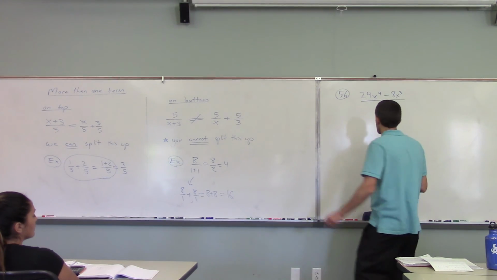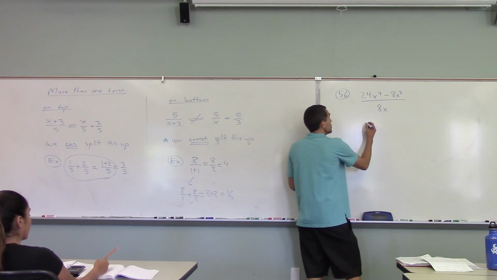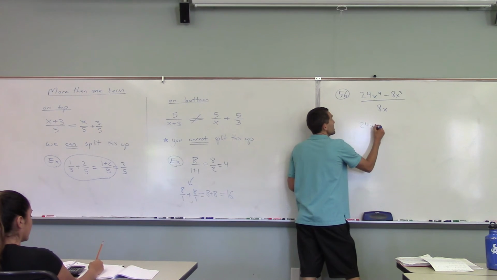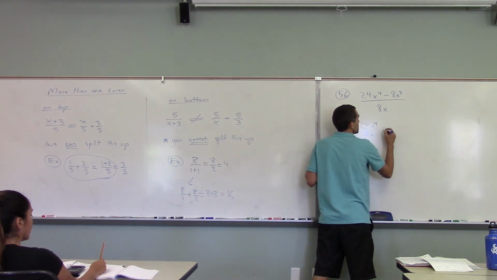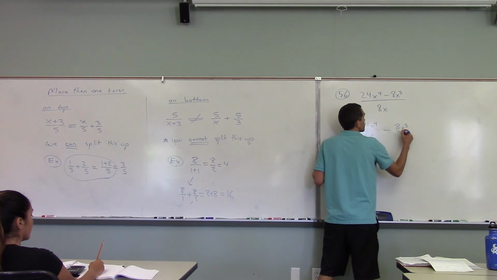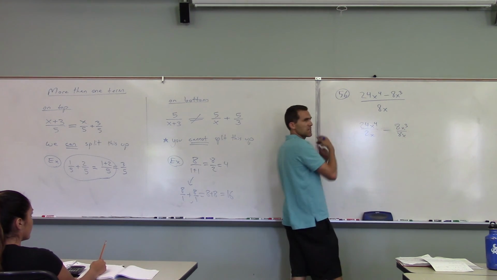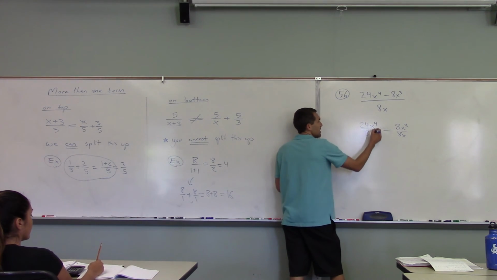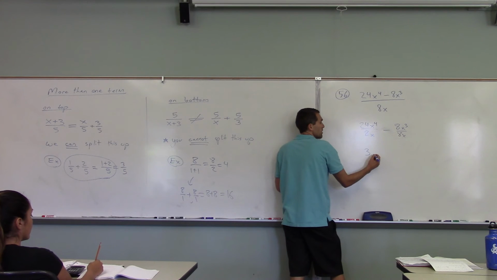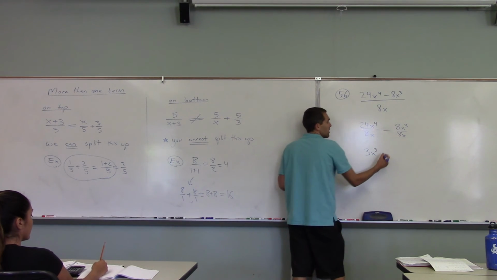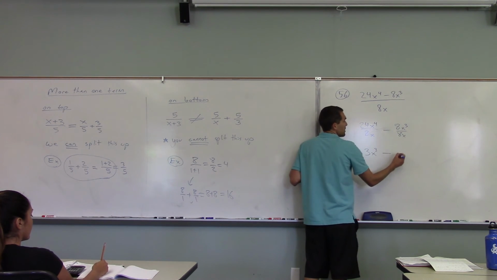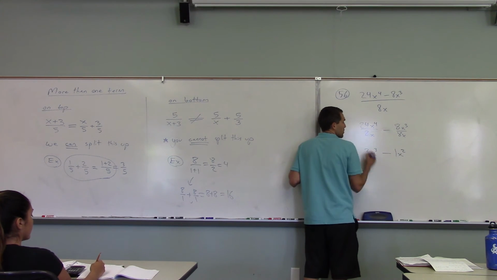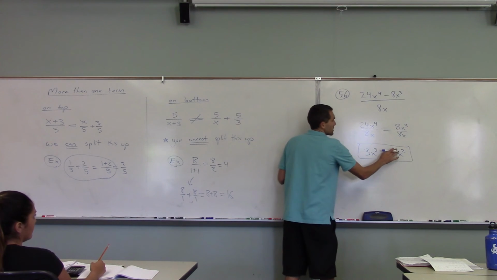Okay, so they set this up for us. So the very first thing we would do is say, okay, that's the same as writing it like this. And then we just do it like the problems at the beginning of the section. 24 divided by 8 is 3. x to the 4th minus one of those x's is x to the 3rd. And then minus 8 divided by 8 is 1. x to the 3rd minus one of them, we've got x squared. And you don't need the 1 there, obviously.